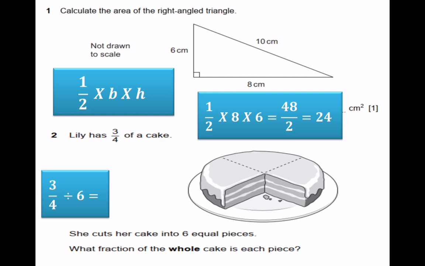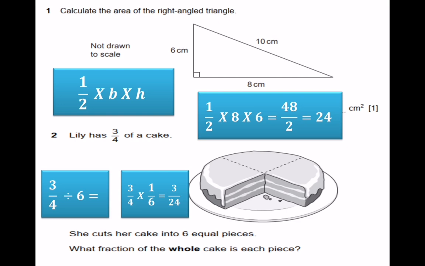What is the rule of dividing fractions? Keep, change, flip, or keep, flip, change, whatever you like. KFC or whatever, the way you like it to remember the steps. So I will keep the first one as it is, 3 over 4. Then division will be multiplied. And when I flip 6, it will be 1 over 6.